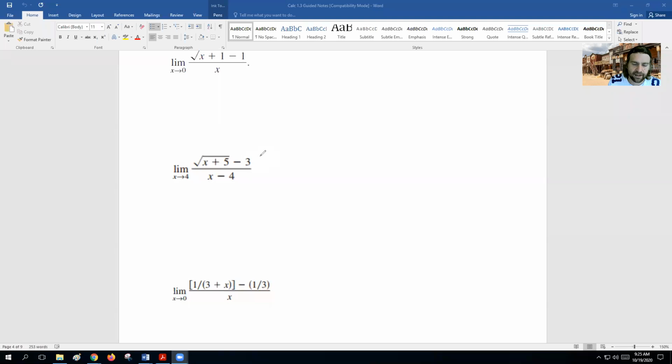So if we want to simplify this, we can't use direct substitution. So we're going to multiply the top and bottom by the conjugate, which would be radical x plus 5 plus 3, on the top and on the bottom.